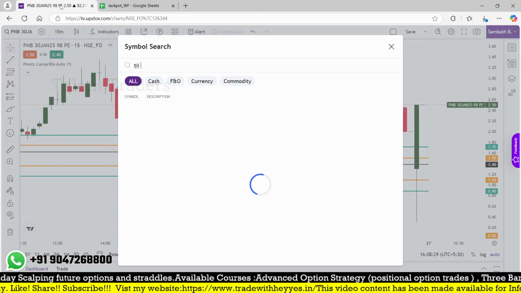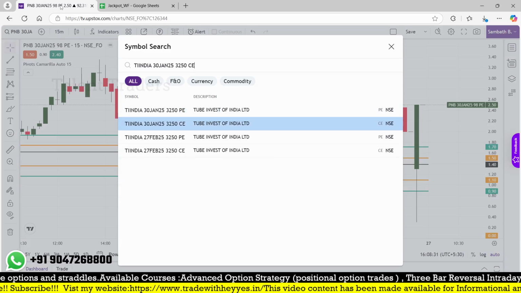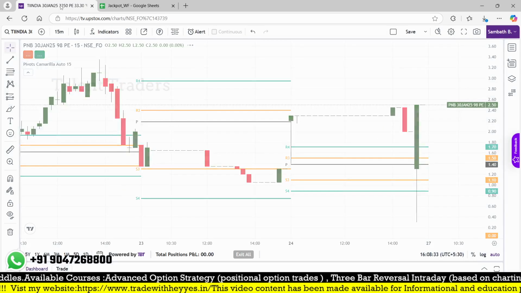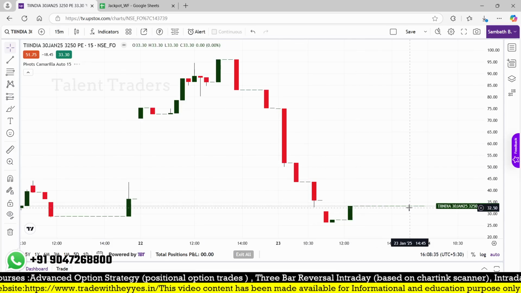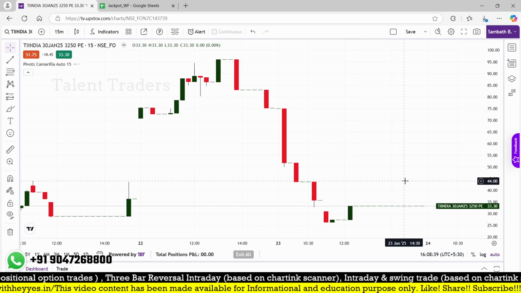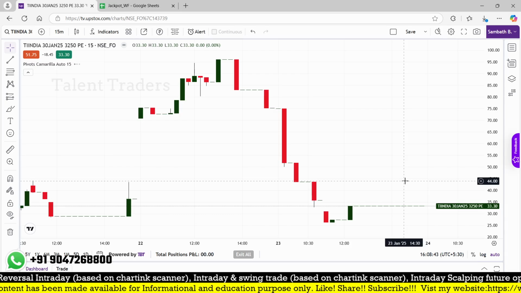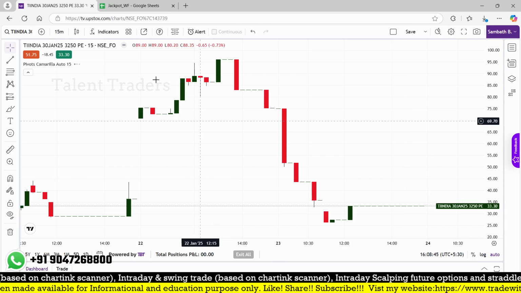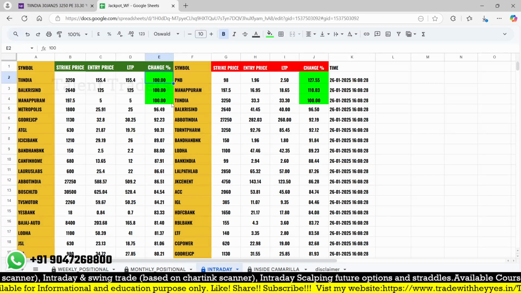And intraday, we have some stocks like PNB, and Tips India 3250, and this is also not liquid. The put options of this are also not liquid; you can see that in the last trading session, trading was not active, so it was very flat. That is the reason for the liquidity issue. It was showing only the price before the check, equal to the entry price.